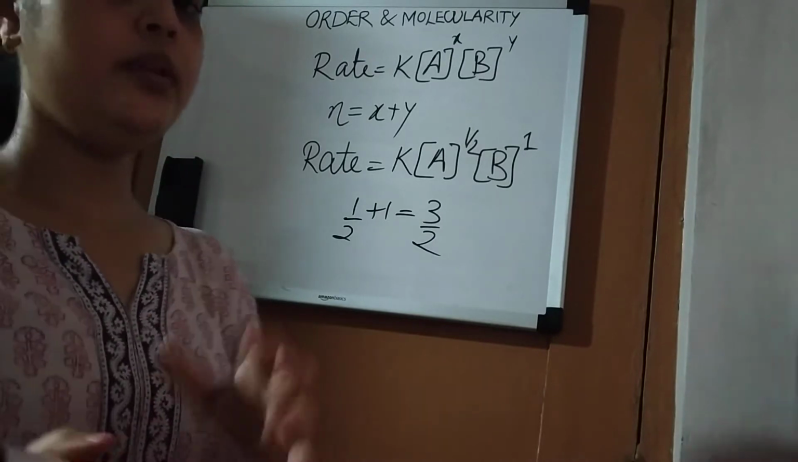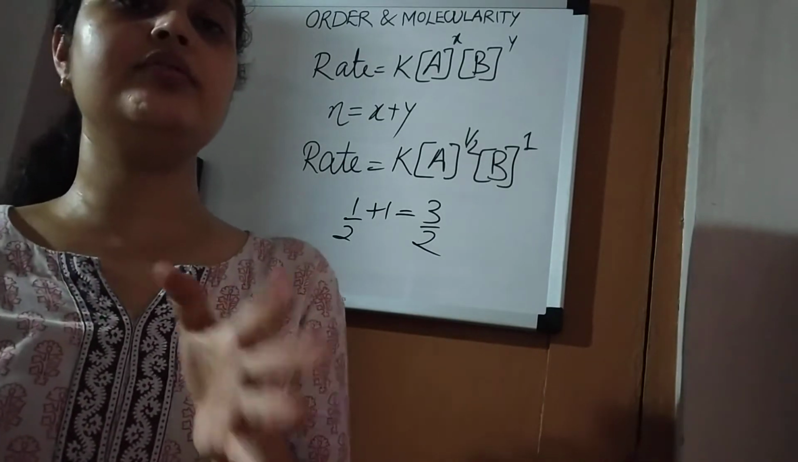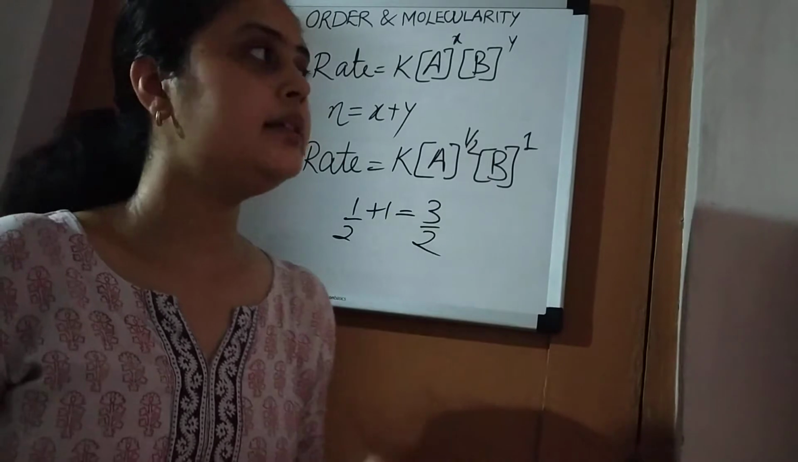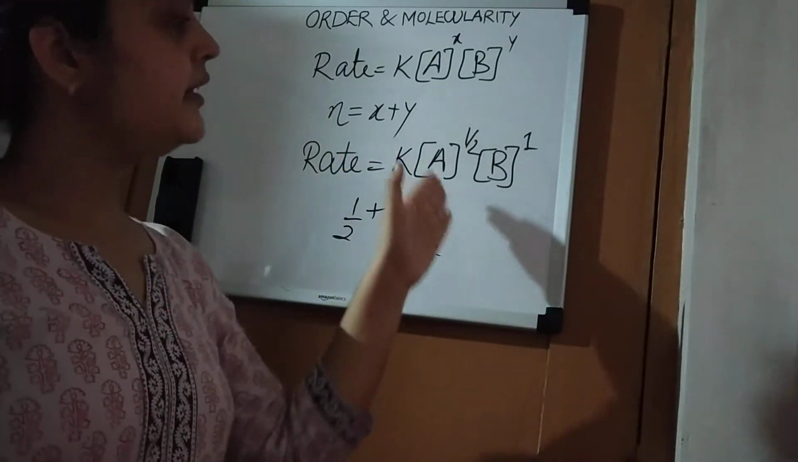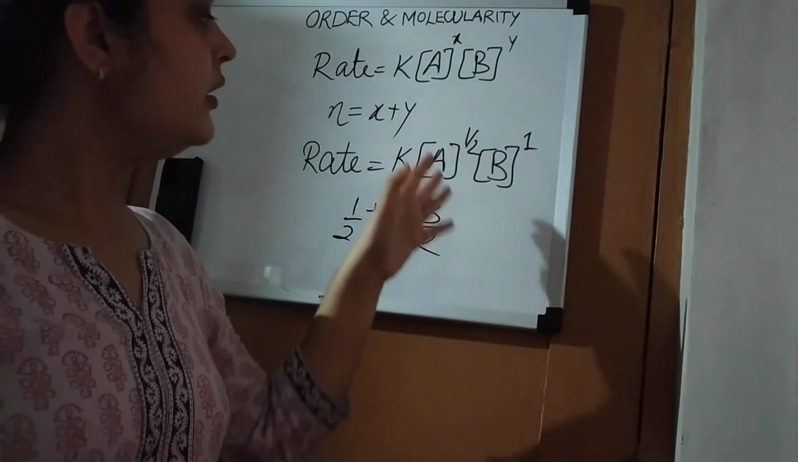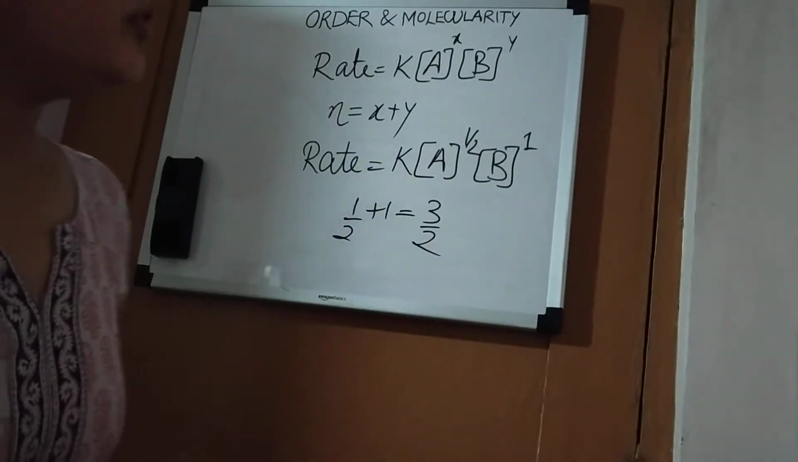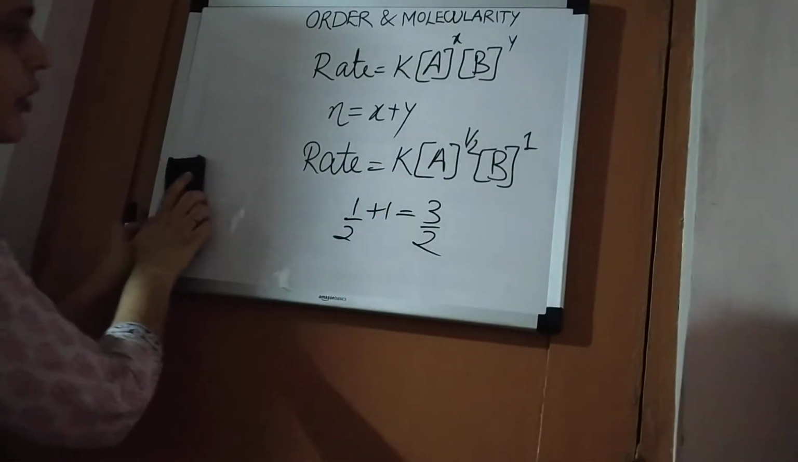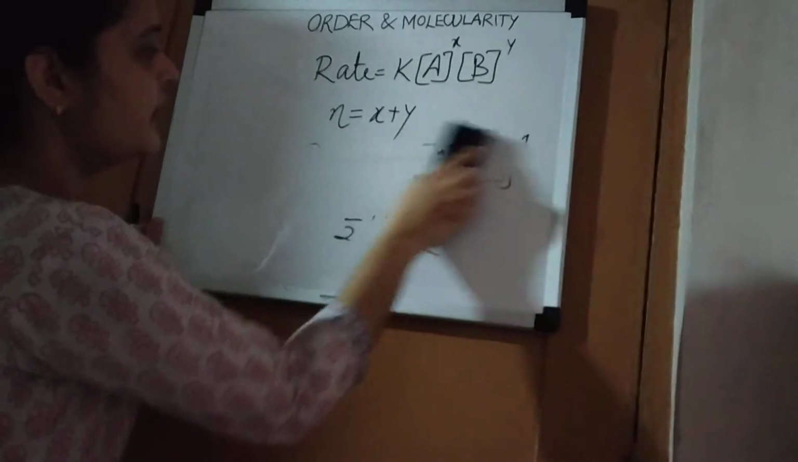So what do we mean by order of the reaction when it is 0? It means that the rate of the reaction is independent of the concentration of the reactants. Okay, so this was all about the order of the reaction.